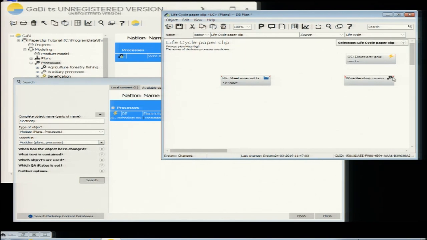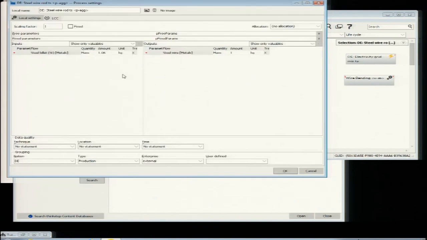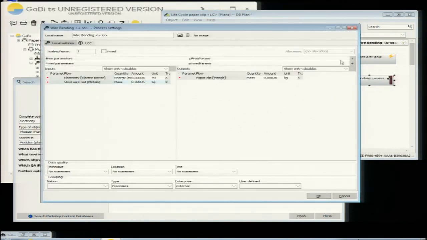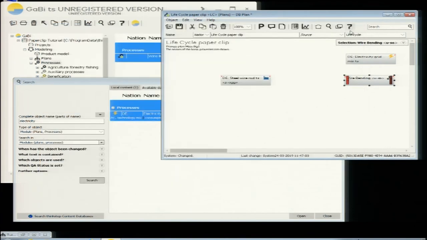This has one output flow. Electric grid has one output flow. This steel wire rod has one input flow and one output flow. So what are these flows that we can see? The input flow is steel billet, the output flow is steel wire. In this case, we have made this new process. There are two input flows, which are electricity and steel wire, and paper clip is the output.